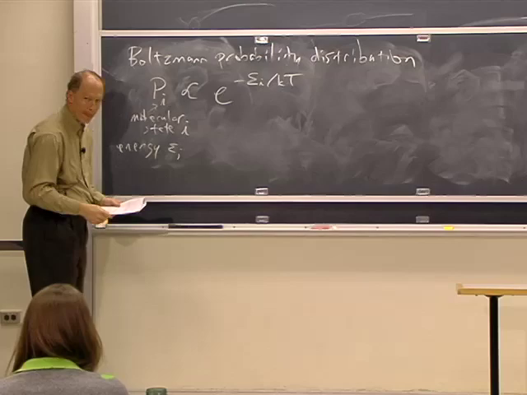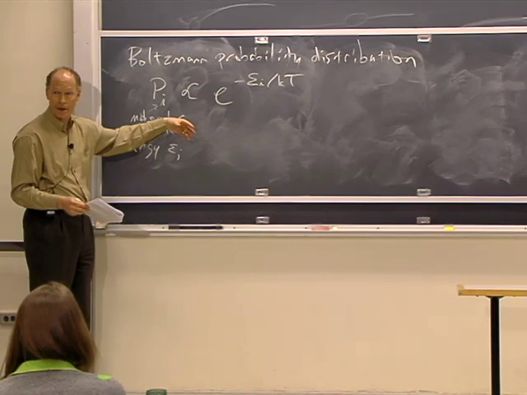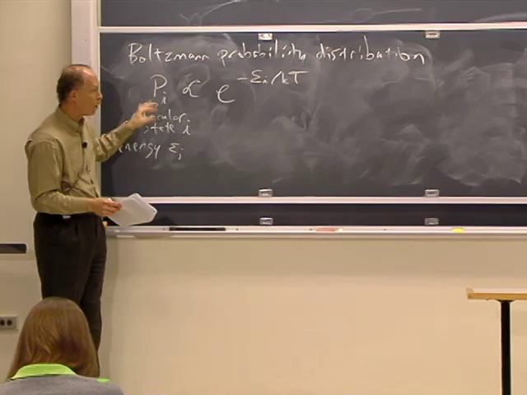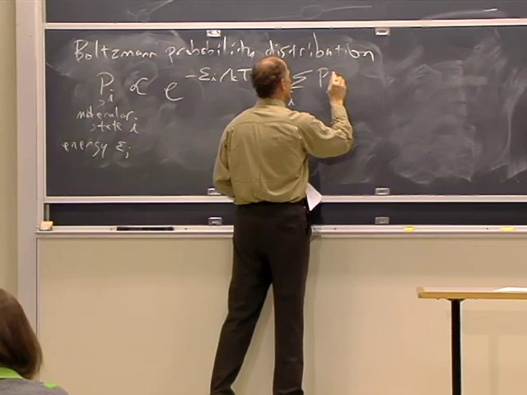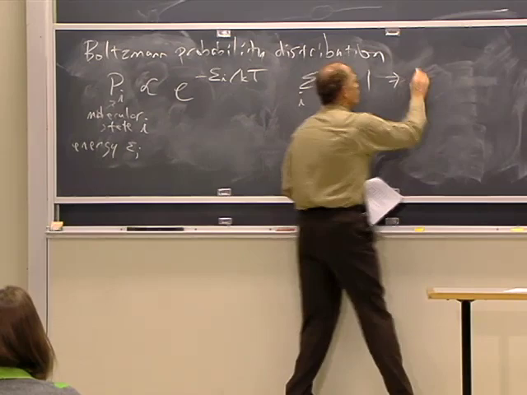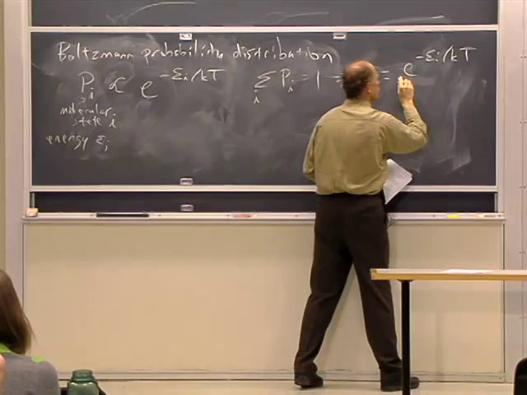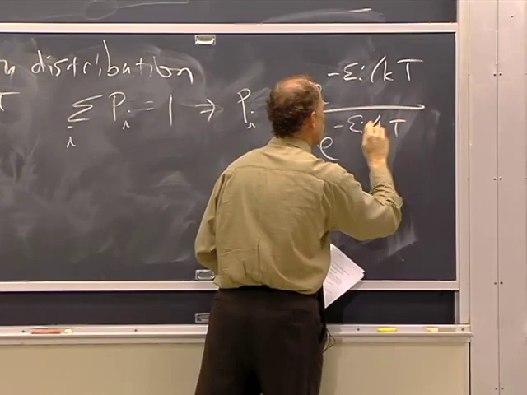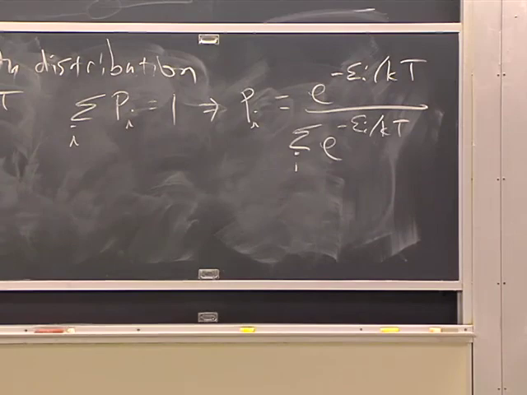And then, realizing that some state out there has to be occupied, we saw that if we sum over all these probabilities, that sum has to equal 1. In other words, the sum over all i of P_i is equal to 1. So that means we could write not just that this is proportional to this, but that P_i is equal to e to the minus e_i over kT, divided by the sum of all such terms. So now we know how to figure out how likely it is that a certain state is occupied.